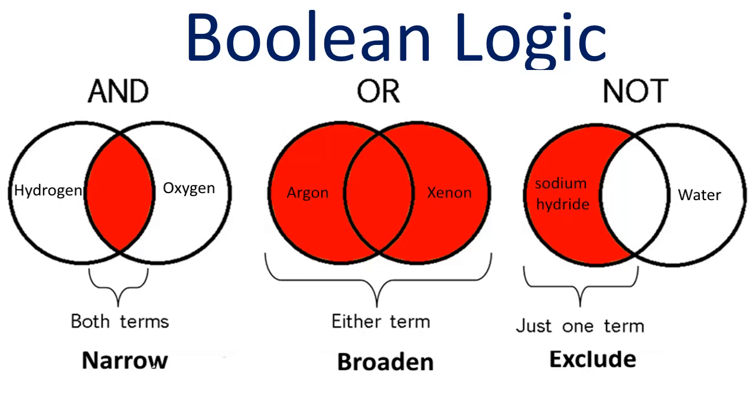The OR operator allows you to search for related terms. So argon OR xenon, as long as one of those is in a title or an article, you'll see it in your results. The last option is the NOT operator. Sodium hydride NOT water will exclude water from any search result. Even that little bit in the center there where both concepts overlap is going to be excluded because you said, I don't want to see anything to do with water. So you can see how you can use these terms to broaden your search, narrow your search, or exclude terms.